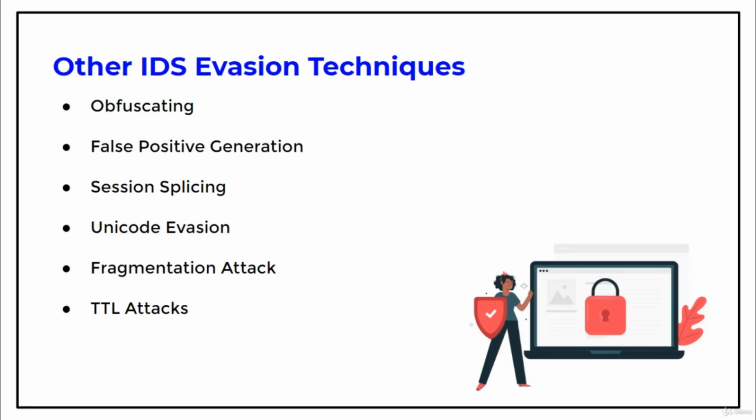There are other attacks as well. I will just give a brief introduction to such attacks. The next attack is obfuscating. Obfuscating is an IDS evasion technique used by attackers to encode the attack payload in such a way that the destination host can only decode the packet, but IDS cannot decode the packet.